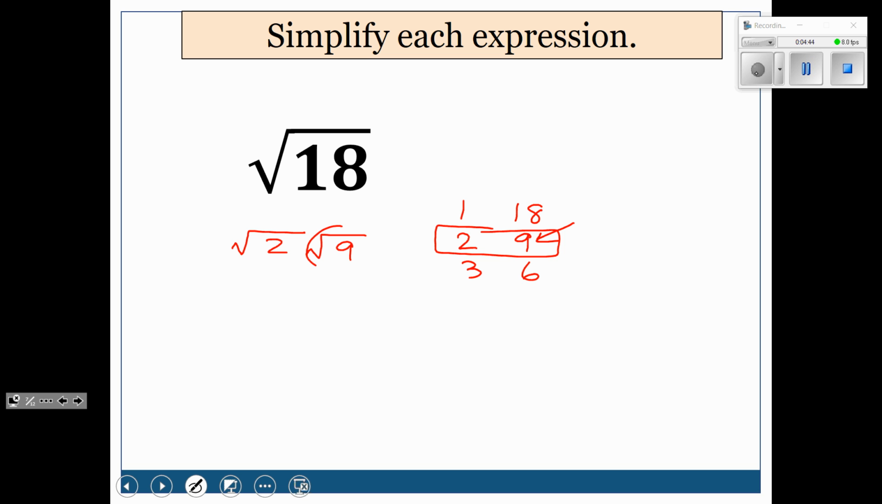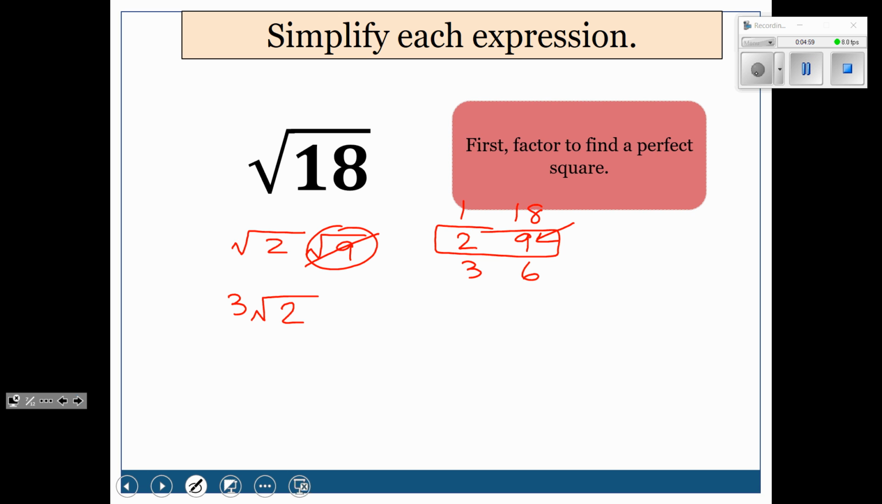Now I can take the square root of 9, which is 3. So we put the 3 outside of the radical sign because we took the square root of 9. The 2 is not a perfect square, so we leave it underneath. So the answer would be 3 times the square root of 2.